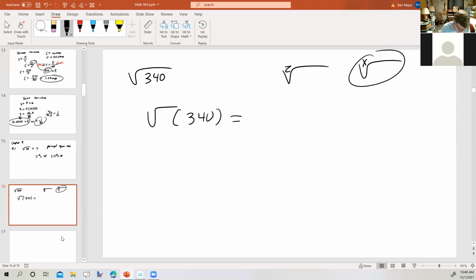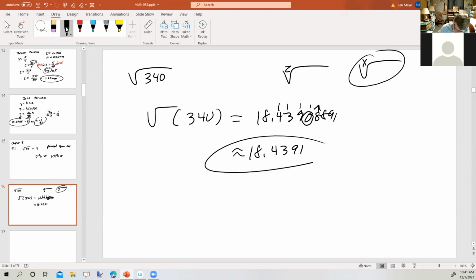And I put in 340, close it up with another parenthesis. Let's see, 340. And I get 18.439088891. And it says round to the nearest 10,000th. This is the 10th, 100th, 1000th, 10,000th place. The 8 would round up, so we get 18.4391 to the nearest 10,000th.